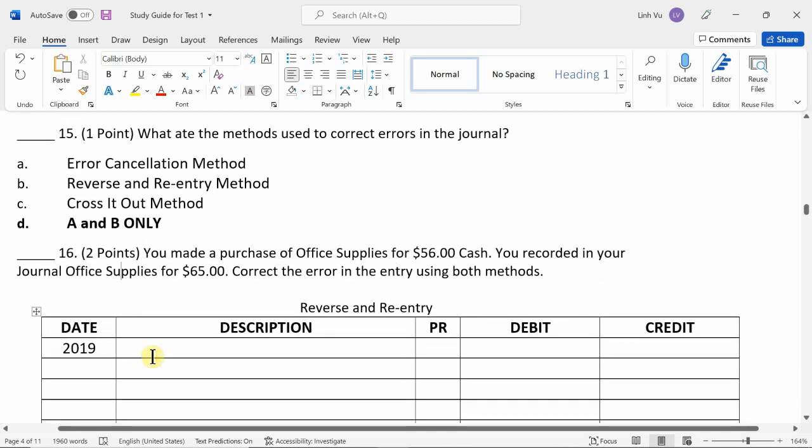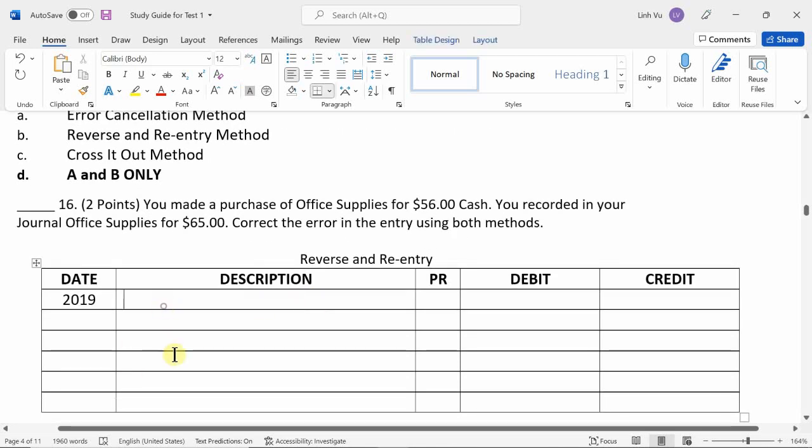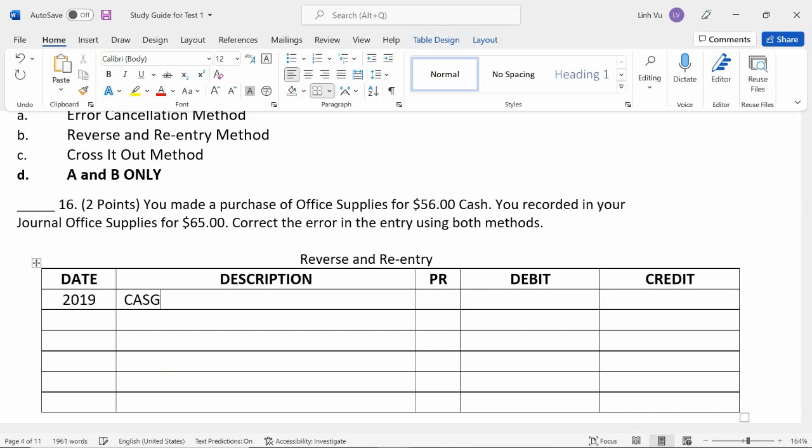Number 16. You made a purchase of office supplies for $56 cash, but you recorded it in your books for $65. Correct the error in the entry using both methods. The first one I want you to do is the reverse and reentry. So how do I reverse this transaction in order to correct it? You put the 65 back into cash. Okay, good. We're going to refund the office supplies for $65.